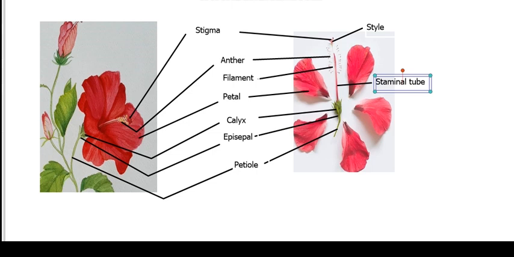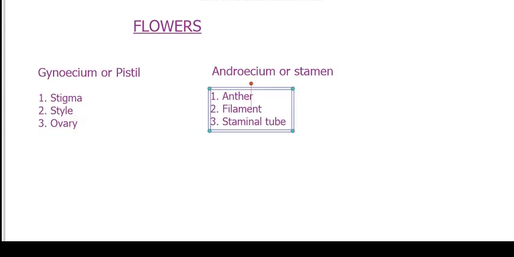Among the non-essential floral parts, we also have the bracts, such as the epicalyx, and the petiole. The petiole is a stalk that holds the flower to the main plant.